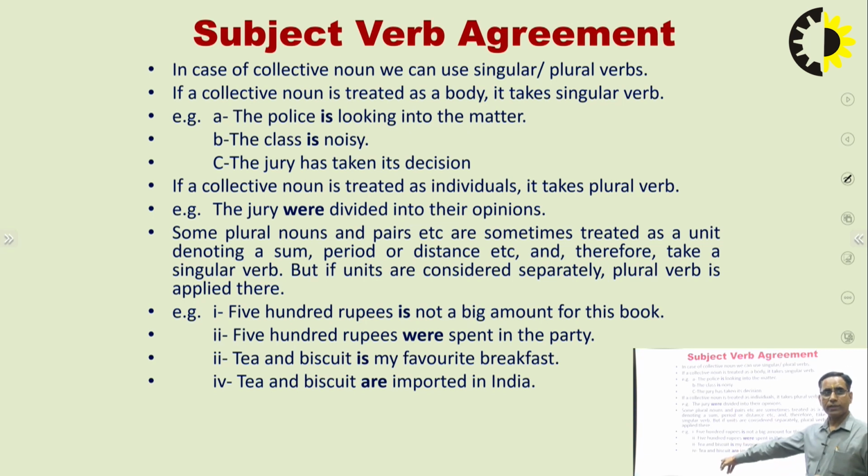But in the same sentence you can check here: "Tea and biscuit are." Why "are"? Because we are not talking about a unit. "Tea and biscuit are imported in India." They are imported. Sometimes tea is imported, sometimes biscuits are imported. So they are imported separately. This is not a unit. But whenever we say "tea and biscuit is my breakfast," now it is a breakfast taken together, right? So whenever there is a unit, we use a singular verb, and when we treat them separately, we use a plural verb.